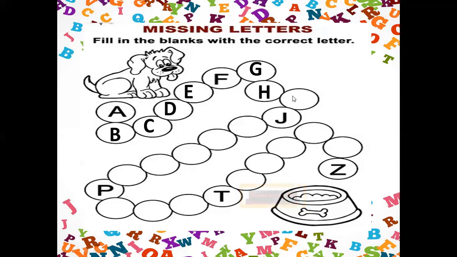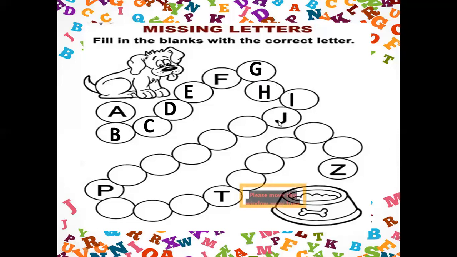What is the missing letter after H? The next letter after H is J. No, this one is J. The next letter after H is I. Okay. Now we have correctly filled the missing letters from F to J, which are G, H, I and J.